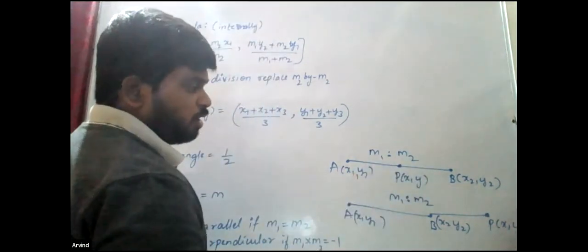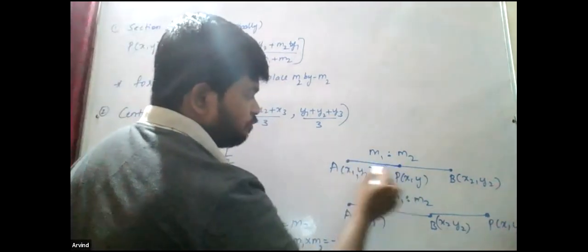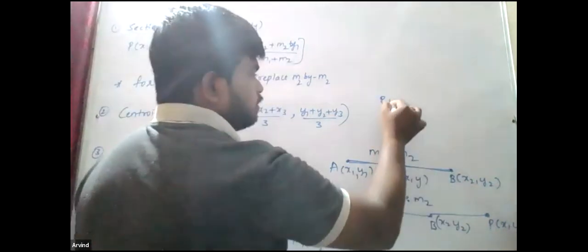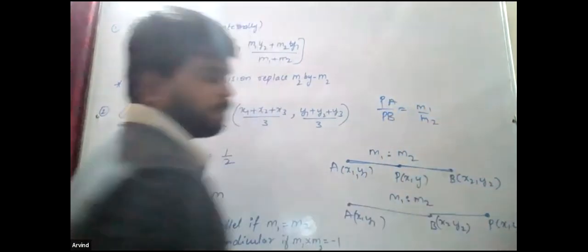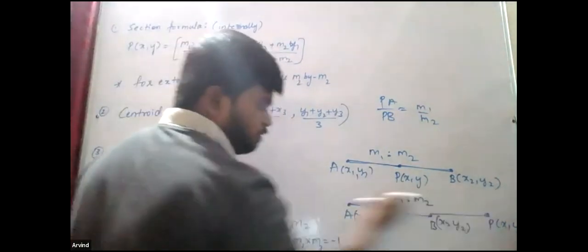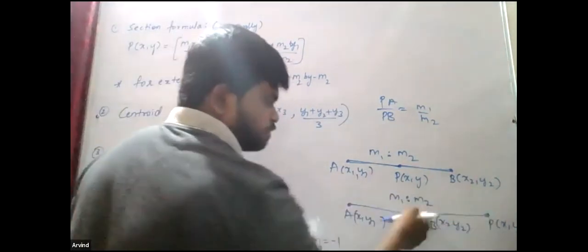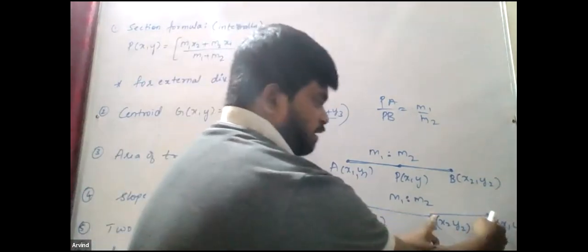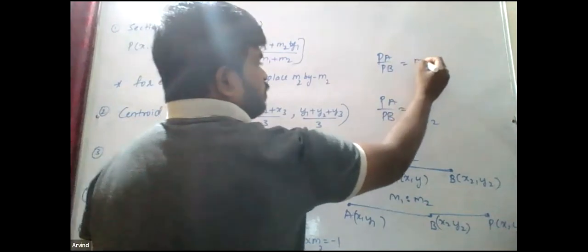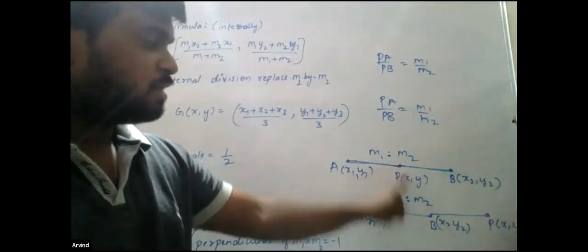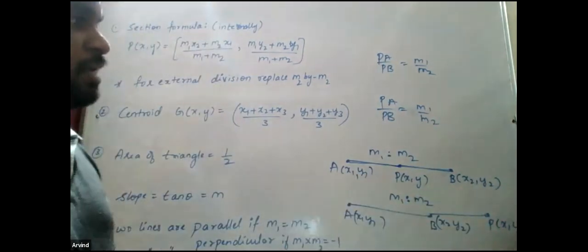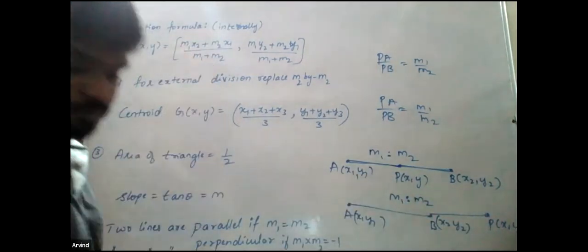Okay, if you take the ratio of PA by PB, I have written it as m1 is to m2 internally. Externally it is the same thing, but from here to here, this is PA and this is PB, this entire thing divided by this. The ratio is m1 is to m2. So if P is in between, it is internal division. If P is outside, it is external division. Okay, the first formula which you have to remember.